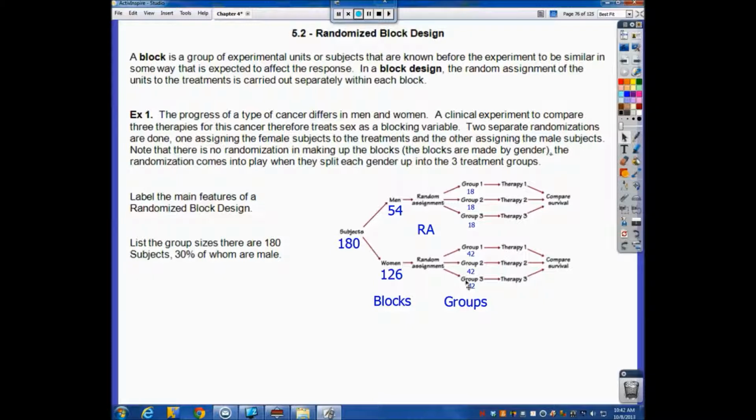Is it okay that there aren't as many men as there are women? That's fine. Okay, in real life, it's going to be nearly impossible to have 50-50 or even amounts of individuals per group or per block. That's very rarely going to happen realistically.